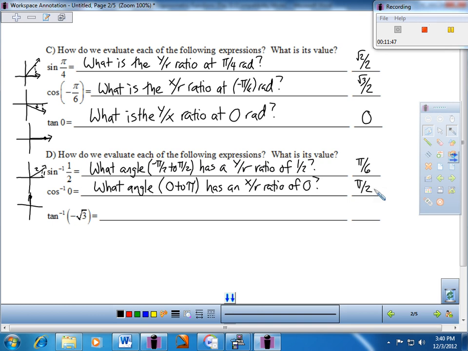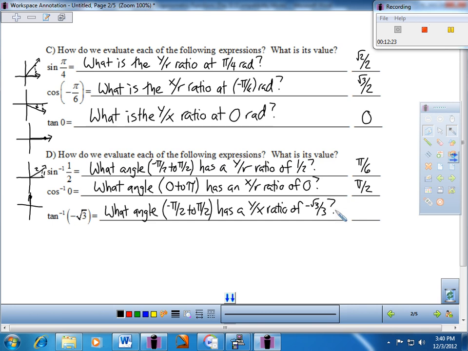One more here. Let's go for it. Inverse tangent of -√3. So here's what I would ask myself. What angle, and from negative pi over 2 to pi over 2, so what angle there, the restricted interval for tangent is exactly that, has a y over x ratio of -√3/3. That's the question that we would ask ourselves looking at that piece.